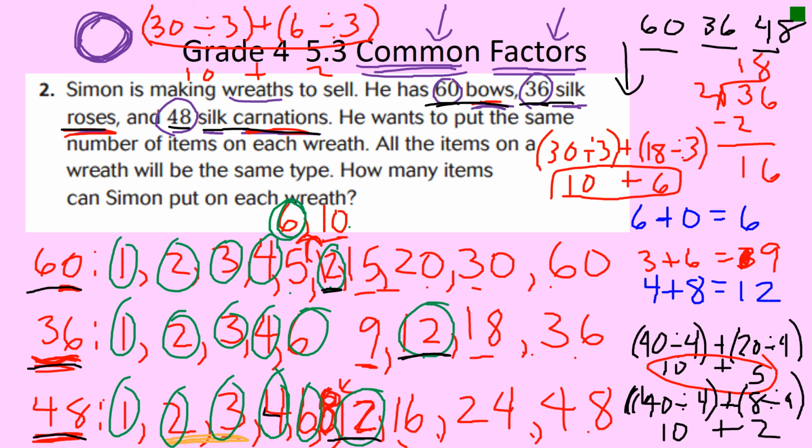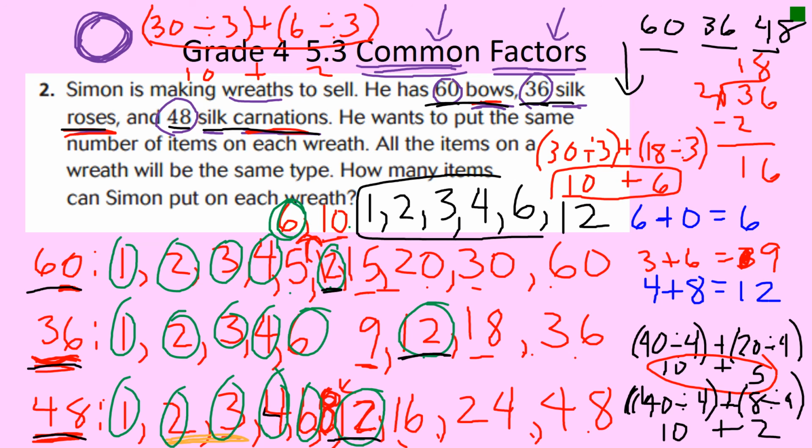So Simon can put 1, 2, 3, 4, 6, 12 items on each wreath if he has 60, 36, and 48 items.